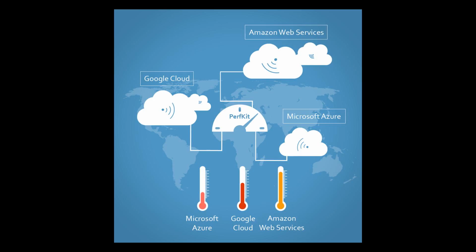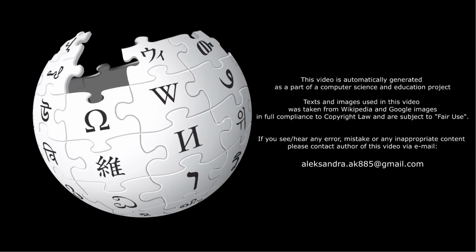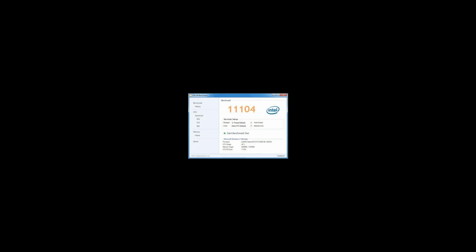$PKB.PY --cloud=AWS --benchmarks=iperf --machine_type=t1.micro. Example run on Azure. $PKB.PY --cloud=Azure --machine_type=ExtraSmall --benchmarks=iperf. Example run on Rackspace.